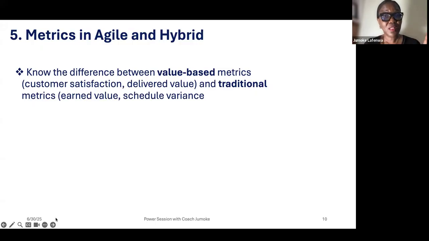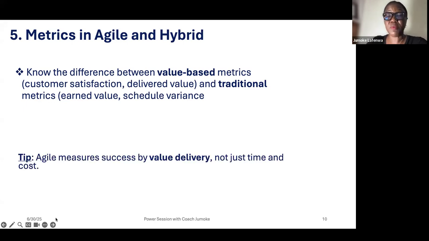But traditionally, the metric you use is earned value, where you are comparing what you planned against what you have done. You're also looking at your schedule variance. With time, we said we're going to spend 6 months. Did we spend 6 months or we spent 8 months? That's one of the things you are measuring. For adaptive, it doesn't work like that. It is the value and how early you deliver the value into the hands of your customer that is being measured. The tip here is Agile measures success by value delivery, not just time and cost.